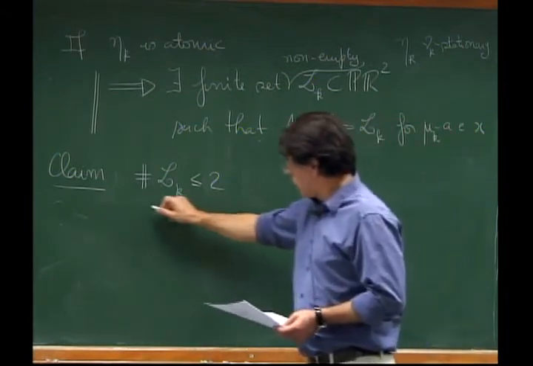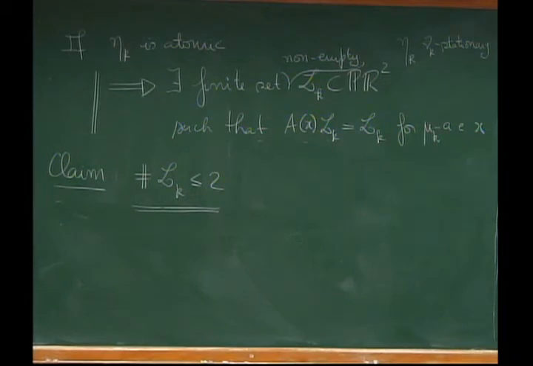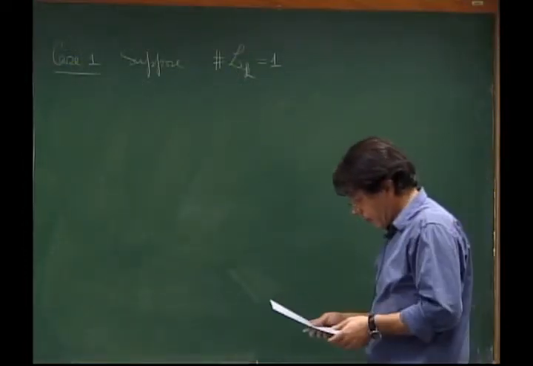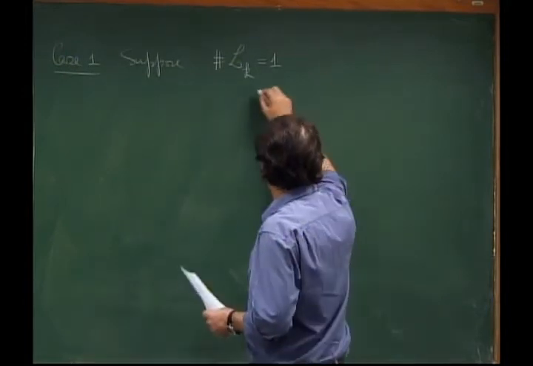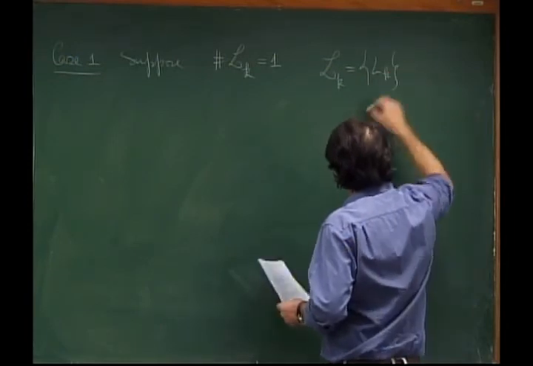So in two dimensions we have that this finite set has at most two elements, and then there are two cases. Case one. Suppose it has only one element. Okay, suppose it is just 1 point. Then you argue as follows. So Lk consists of 1 point, one line.